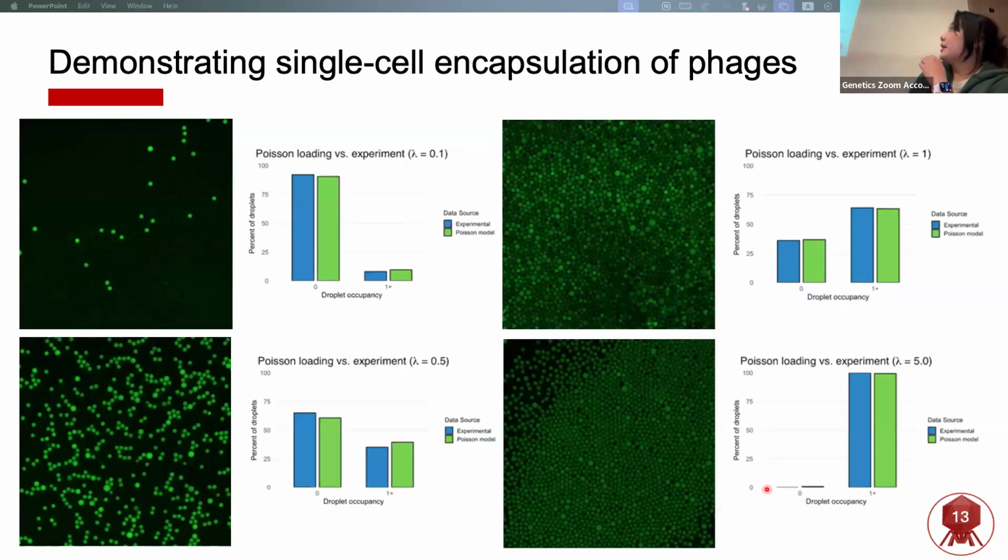So I demonstrate this by doing some encapsulation of phages, and then I PCR amplified it and stained it with SYBR Green. And you can see right here that I have different lambda values increasing from 0.1 to 5. Right here in the blue is the experimental, which is from my experiments, and the green is what we hypothesized from the models. And you can see that the numbers align really, really well if you compare droplets that are positive for fluorescence or negative for fluorescence, as indicated by the 1 and the 0. So this is very promising, showing that we can fine-tune the resolution, and we're off to a pretty good start.